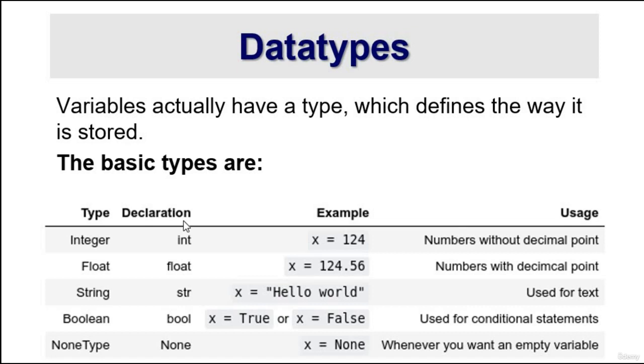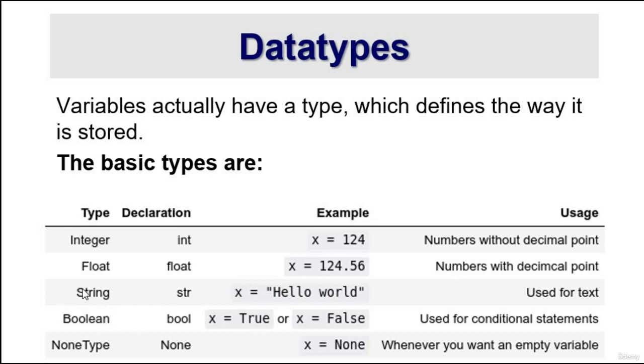For example, there are some basic types of data. The integer, whose declaration is int, and the example is x = 124. The usage is a number without a decimal point, so all numbers that have no decimal point in between are called integers. Now the next data type is float, and this is the syntax, with the example x = 124.56. It is a number with a decimal point, so all numbers having a decimal in between are called floating point numbers.